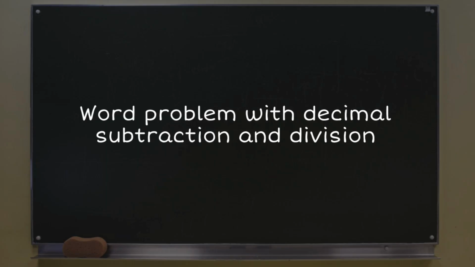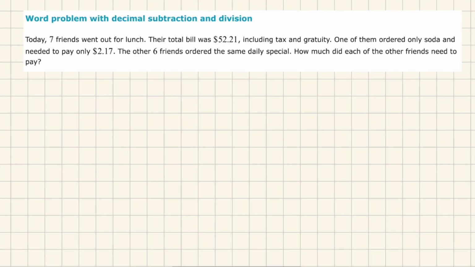Word problem with decimal subtraction and division. In this example, we're told that today 7 friends went out for lunch. Their total bill was $52.21, with tax and gratuity included, but that one of them ordered only soda, and so that one person only needed to pay $2.17, with the rest of the 6 friends ordering the same daily special. So how much did each of those other friends need to pay?